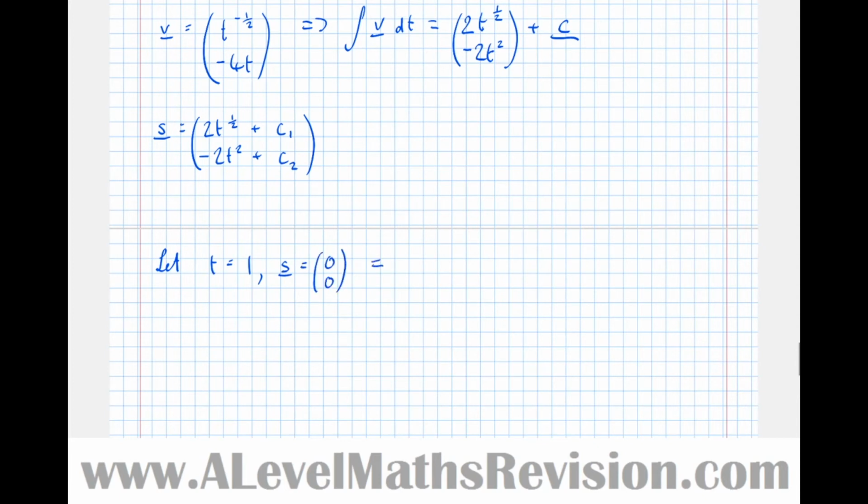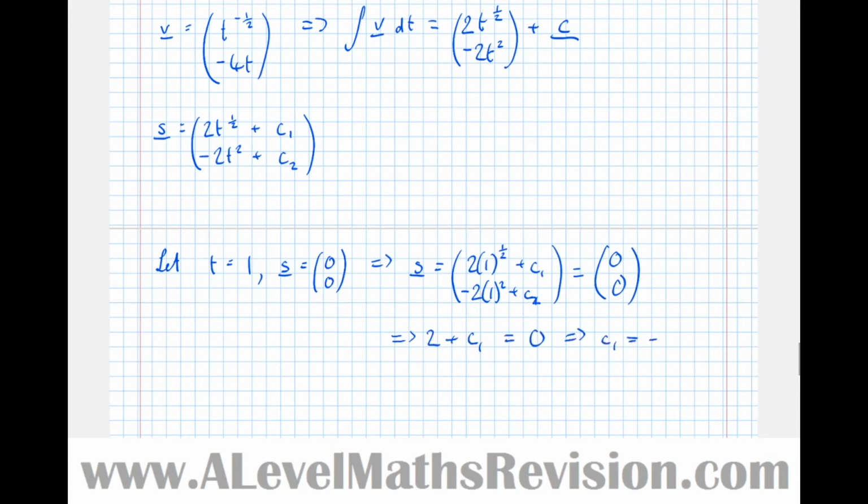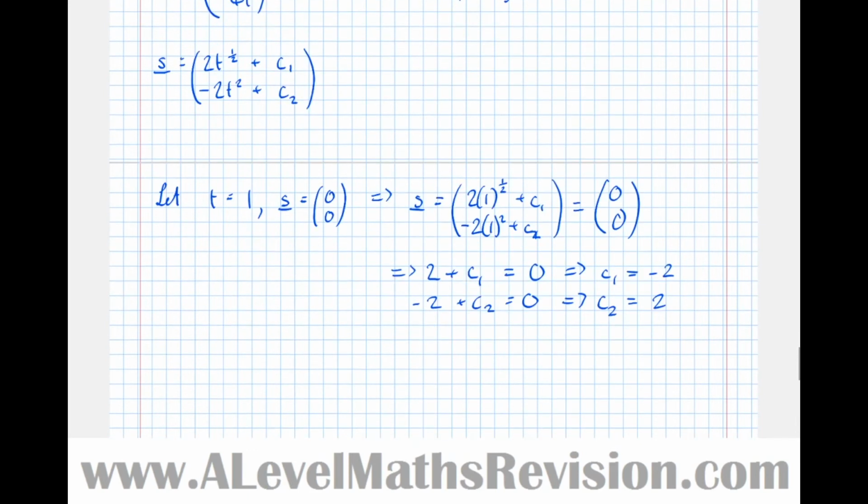and the displacement equals 0, 0, i.e. it's at the origin. This implies that s equals 2t to the 1/2, and this time t is 1, so 2 lots of 1 to the power of 1/2 plus our constant c1. And then this component will be minus 2 lots of 1 squared plus our constant c2. And we know the displacement at this time is 0, 0. Which means that 2 plus c1 equals 0, which means that c1 equals minus 2. And minus 2 plus c2 equals 0, which means that c2 equals 2.